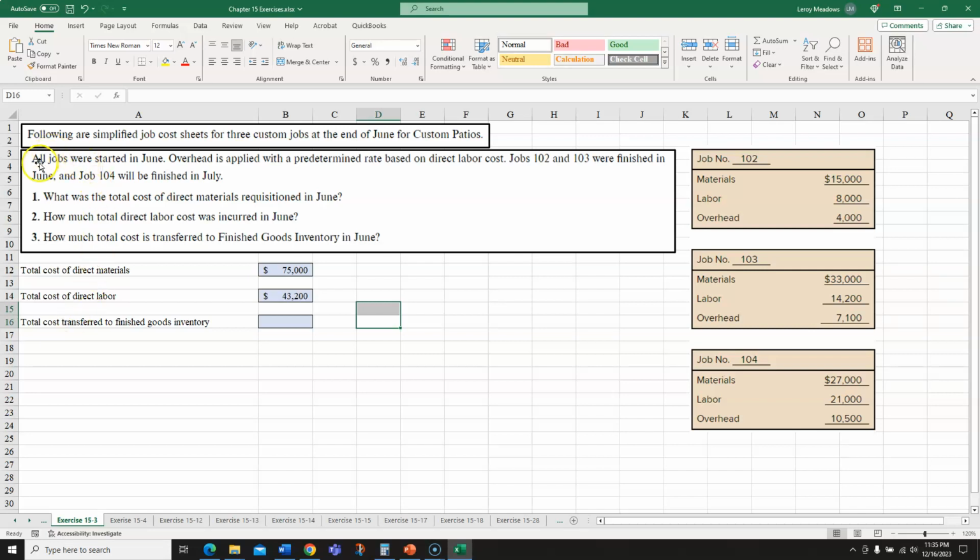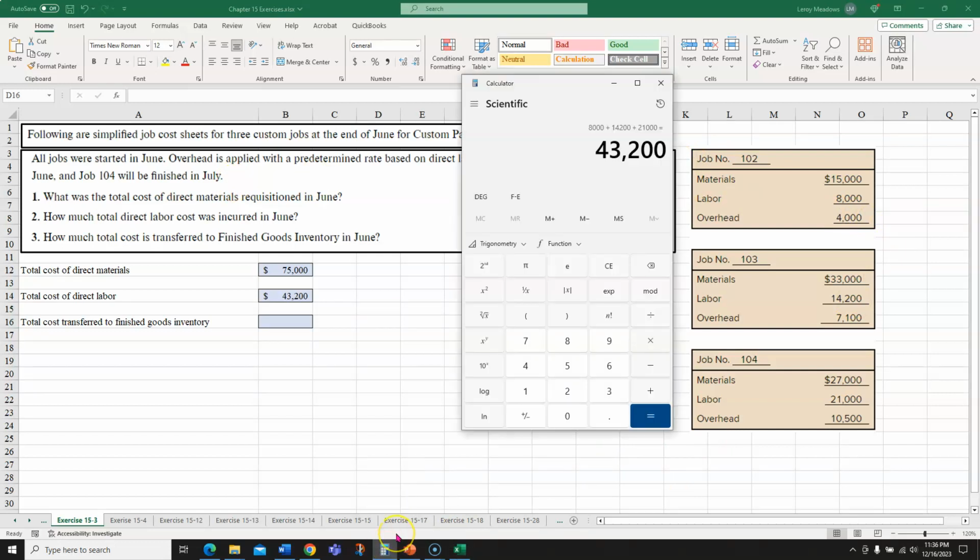So let's go back to the problem. It says all jobs were started in June. Overhead is applied with a predetermined rate based on direct labor costs. Jobs 102 and 103 were finished in June, and job 104 will be finished in July. Okay, so it tells us 102 and 103 are finished. So I'm going to add up the total cost for job 102 and the total cost for job 103 to get the total amount added.